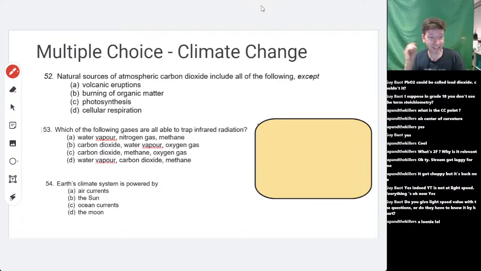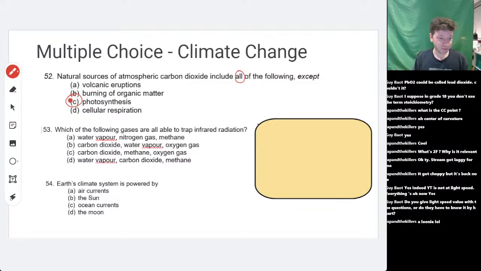So, natural sources of atmospheric carbon dioxide include, this is important, all of the following, except volcanic eruptions. Yep, that's a natural source of carbon emissions. Burning of organic matter, sure. Forest fires. Photosynthesis, no. Photosynthesis uses CO2, and it doesn't create it.